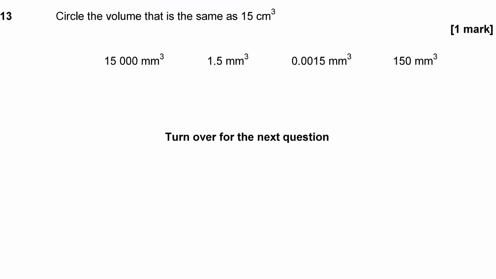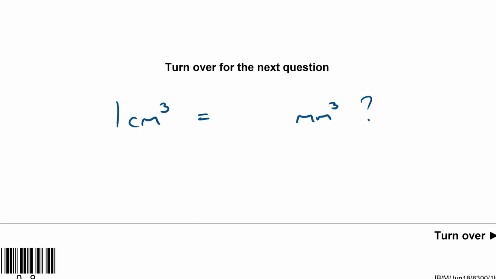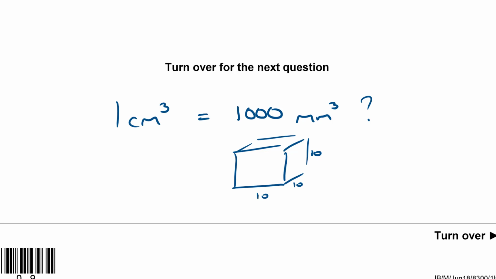Question 13. Circle the volume that is the same as 15 cubic centimeters. Now, first off, 1 cubic centimeter, what is that in terms of cubic millimeters? How many cubic millimeters in a cubic centimeter? Well, you know that there are 10 millimeters in a centimeter. So if you had a cube where all the sides were 1 centimeter, then in millimeters that would be 10, 10, and 10, wouldn't it? 10 times 10 times 10, and that is 1,000. So there are actually 1,000 cubic millimeters in a cubic centimeter.